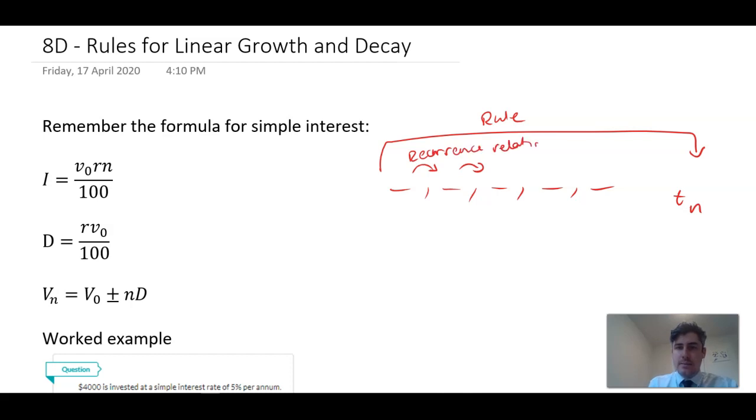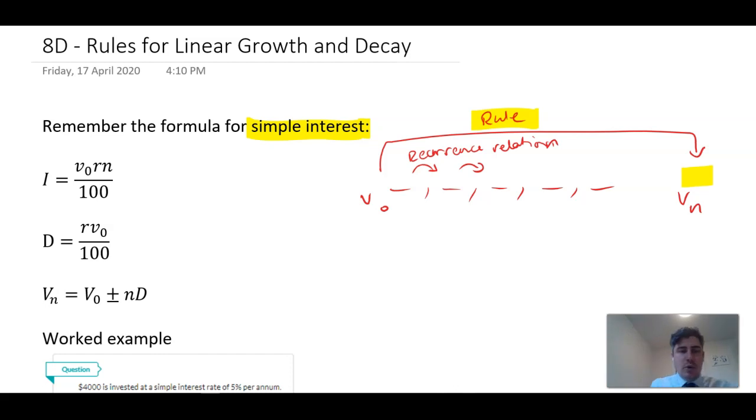And when we're doing applied questions on things like simple interest, it's much easier to use a rule to work out what the values are in the future. So starting with V0 obviously over here. So T0, or in finance we use V0. So we just swap that T for V, meaning value.